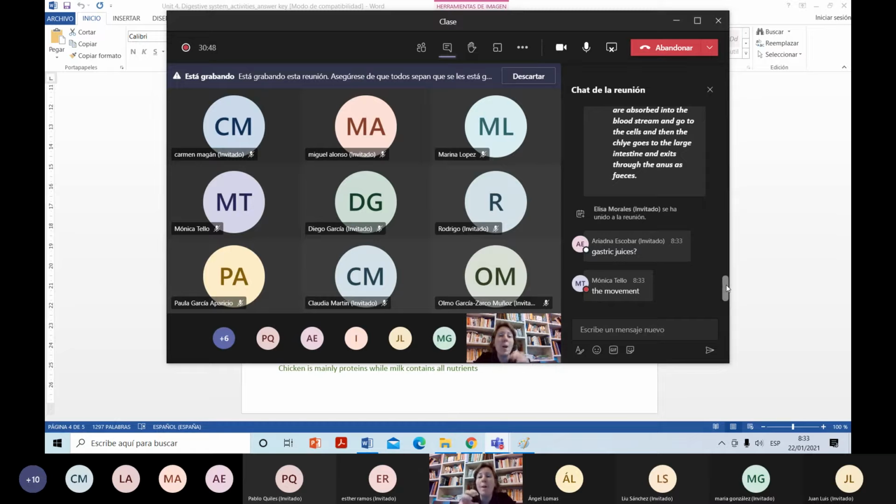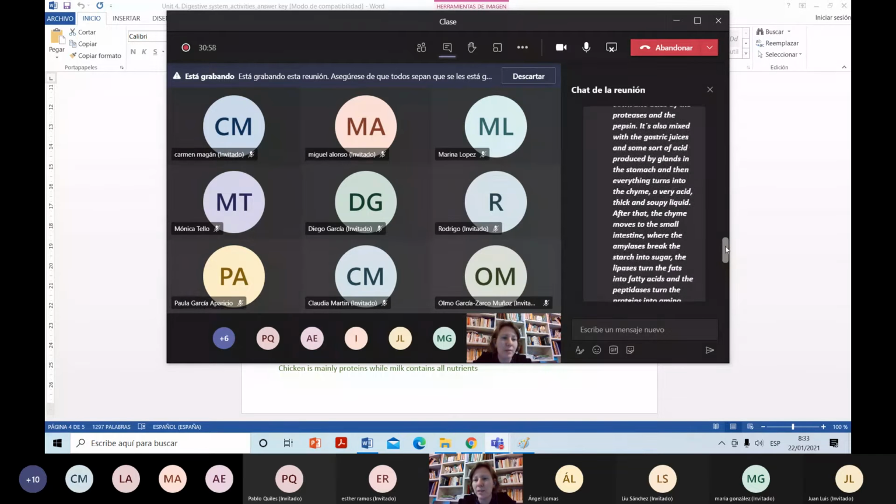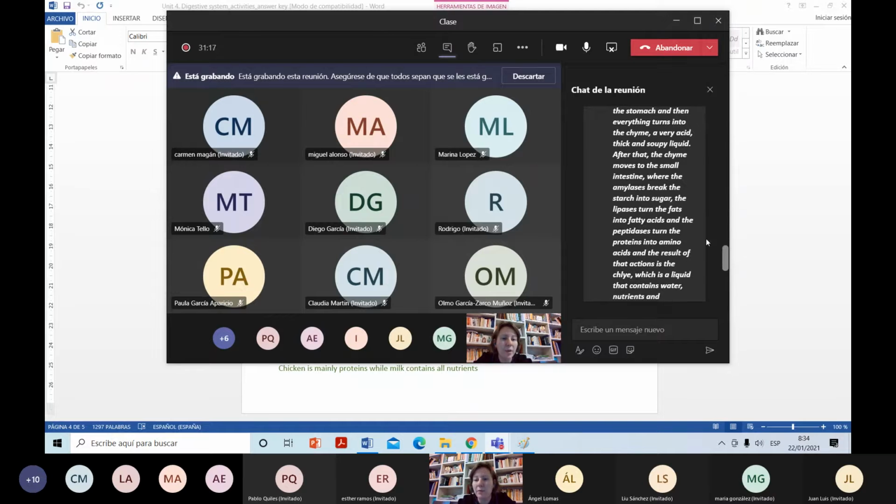Perfect, Monica. So muscles in the stomach are going to do this movement that, joined with the acids, will transform it into chyme. So also mixed with gastric juices and moved by the muscles, the contractions of the muscles in the stomach, these three layers of muscles will do all that. And then we arrive in the small intestine where loads of things happen.